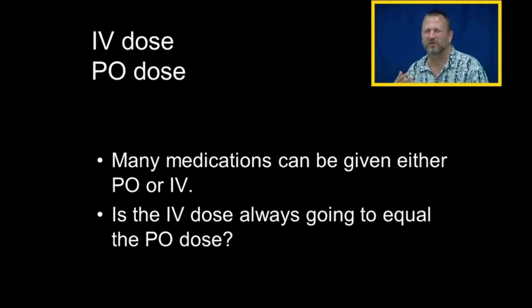If the oral dose of a beta blocker is 100 milligrams and 90% of that is broken down with the first pass effect, that means only 10 milligrams enters systemic blood supply. So the equivalent IV dose for that 100 milligram oral dose would be 10 milligrams.